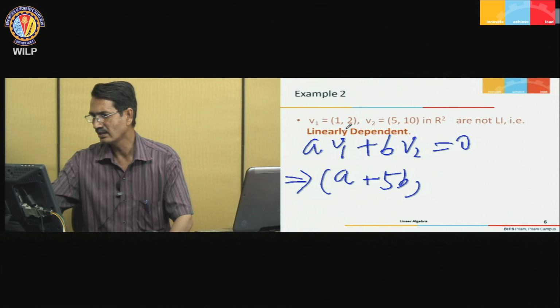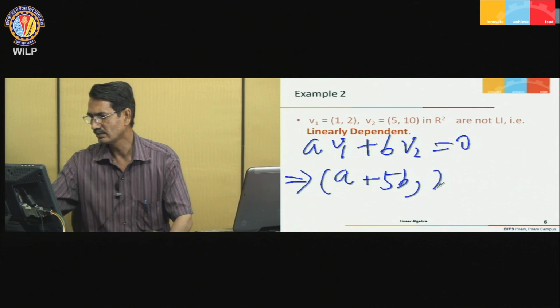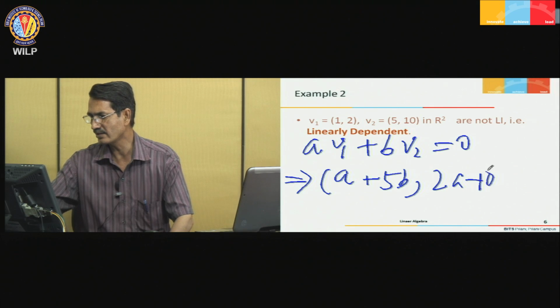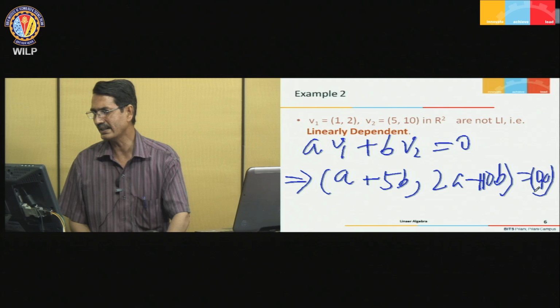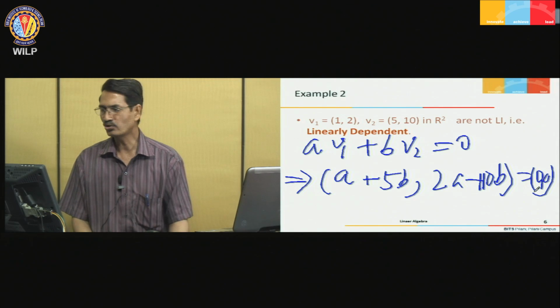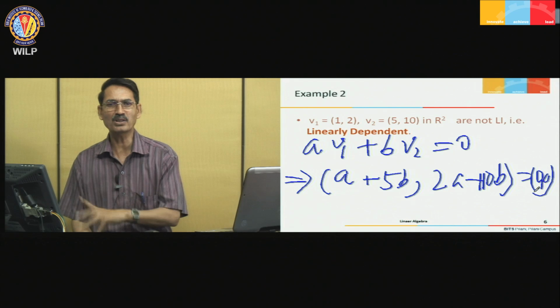The other element is 2A plus B into 5, that is 10B, is equal to (0, 0). So, see that A plus 5B is 0 and 2A plus 10B is also 0. So, 2A plus 10B is 0 is the same as A plus 5B is 0.